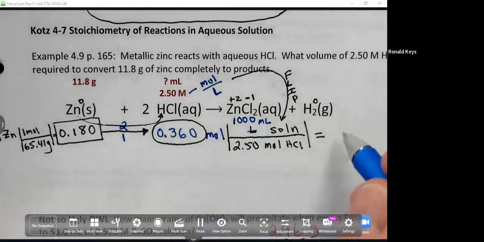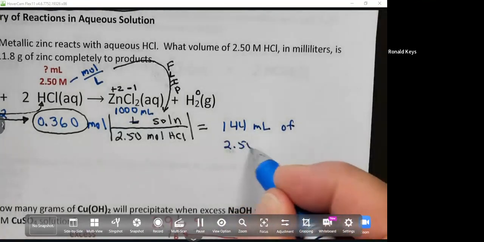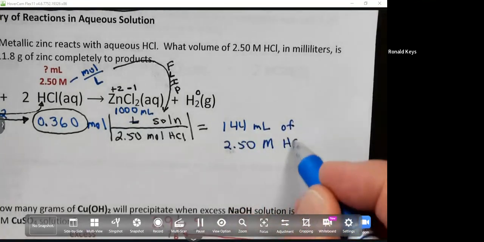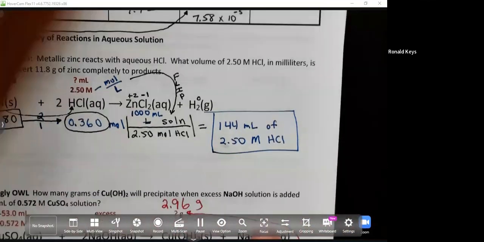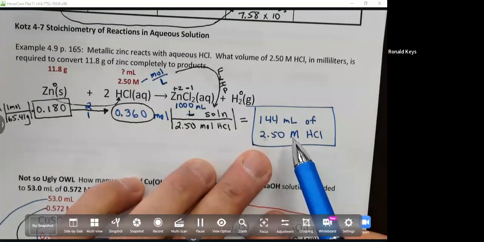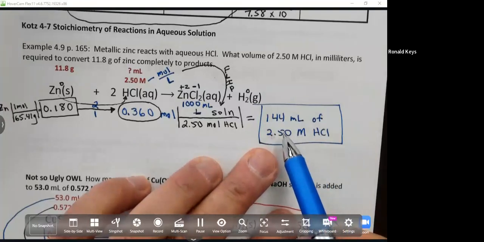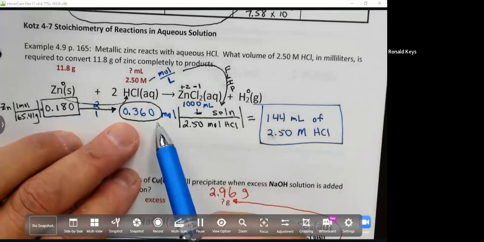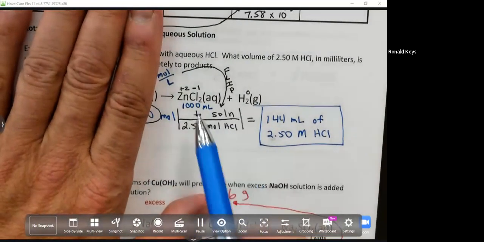So if we do the math on this, we should get 144 milliliters of 2.50 molarity HCl. So again, this is the perfect amount. 144 milliliters, nothing left over, everything turns into product.